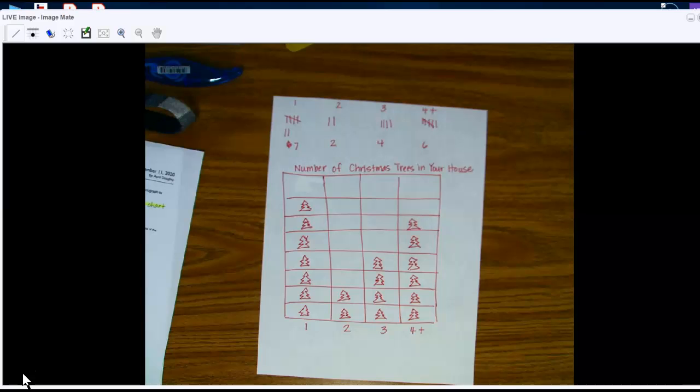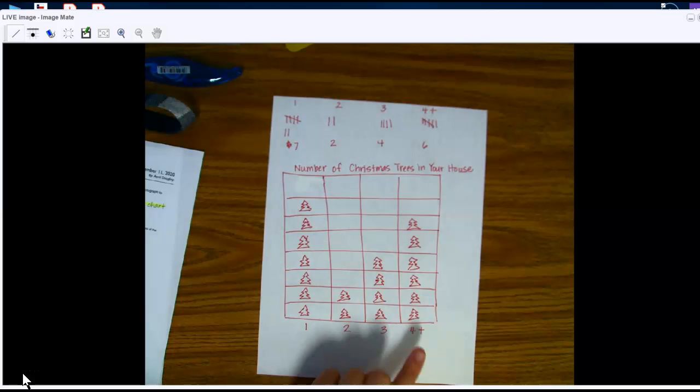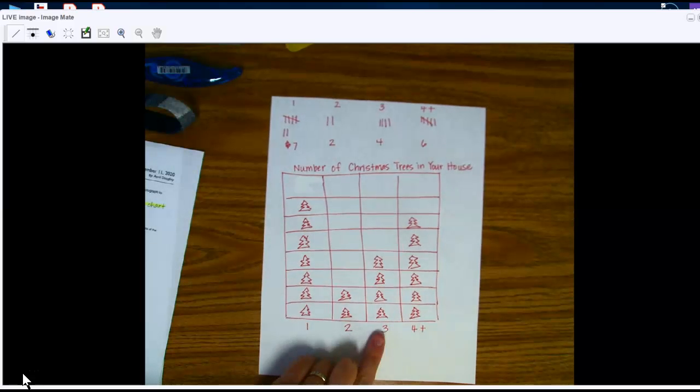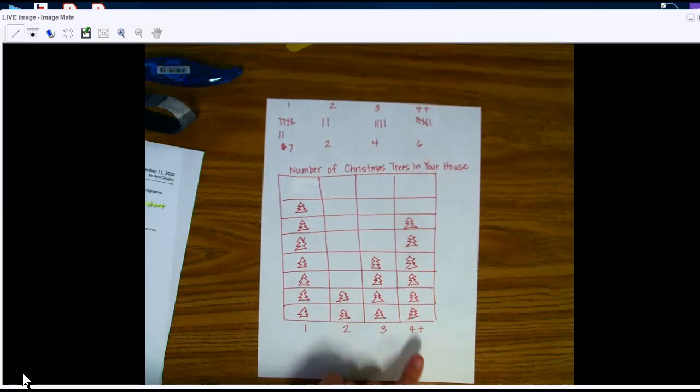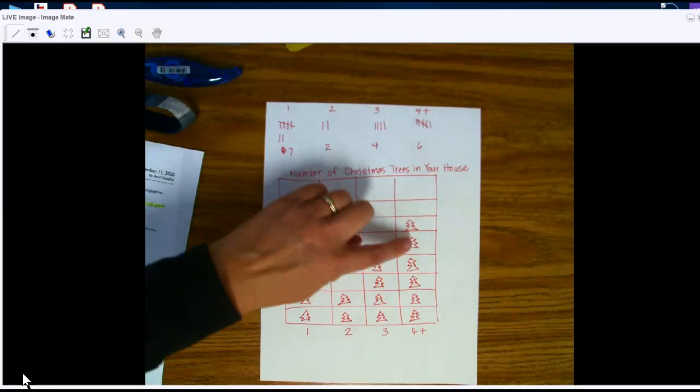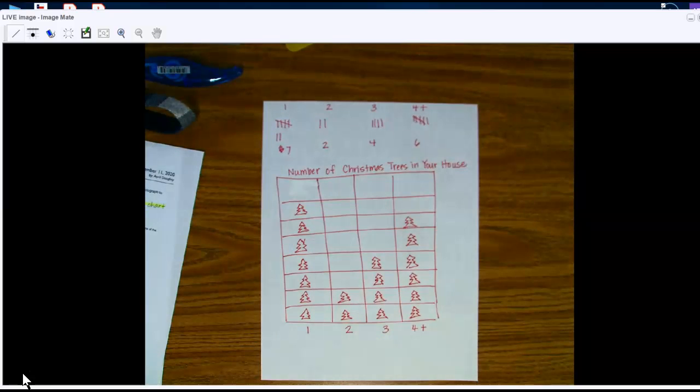How many more students had 4 plus than had 3? That's a subtraction one. Chase? 2. 6 take away 4 is 2. Or you can see that these all match. And this one has 2 more. You can just see it.